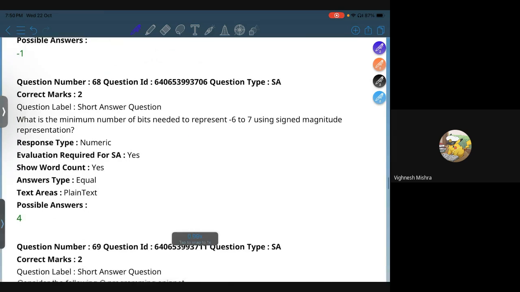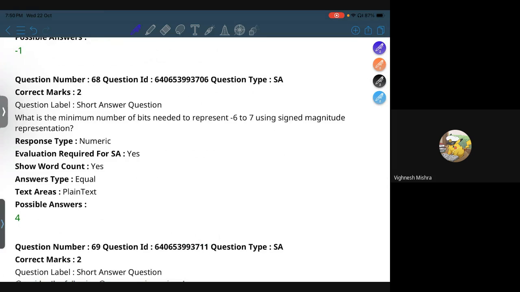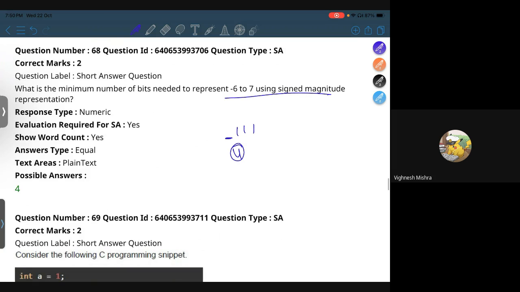What's the minimum number of bits needed to represent using sign magnitude? So 1 for sign, then we need 7. So 1, 1, 1. They are 4 bits.